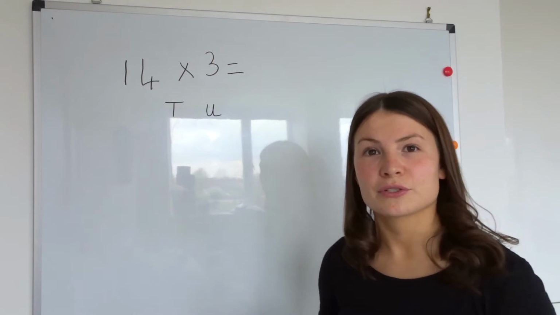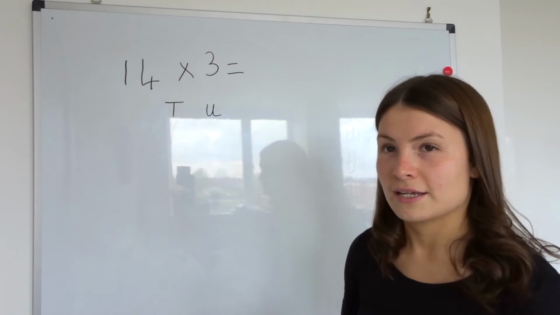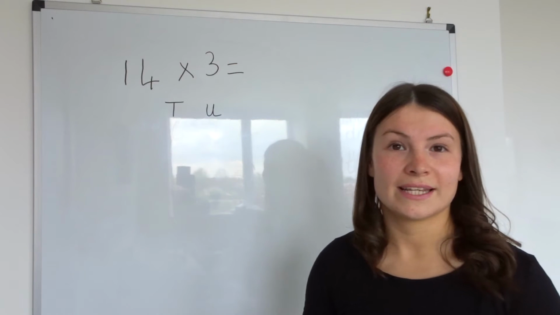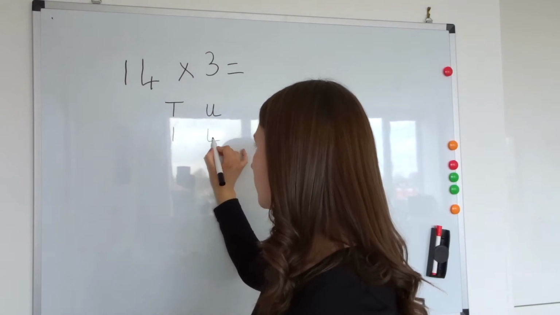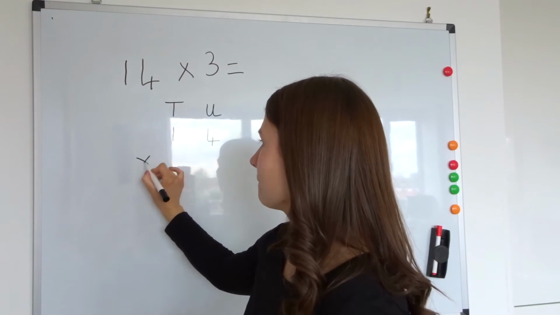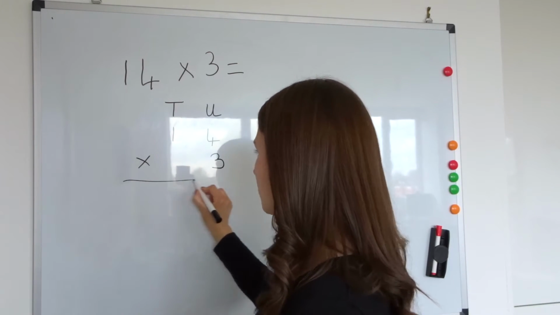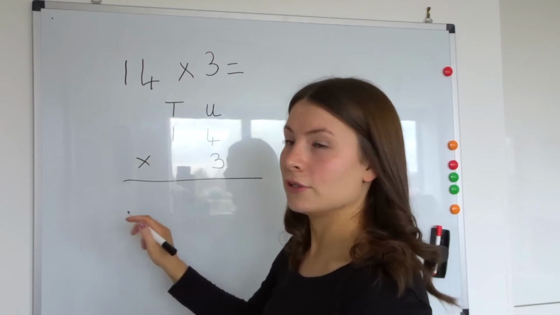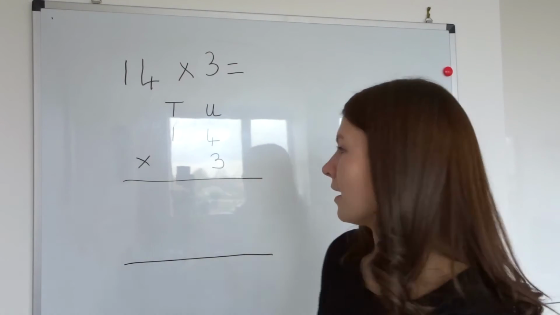And what number goes on the top? Can you remember from the last video? That's right, 14, because 14 is the bigger number. We always put the bigger number on the top. And then we've got 14 and we're timesing it by 3, and 3 goes in our units column. Remember to draw a line and then leave a space for 2 numbers and then another line.